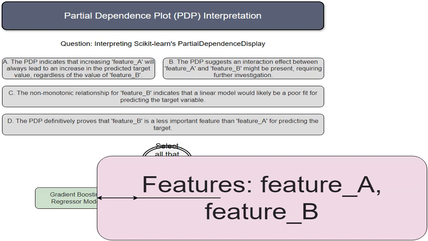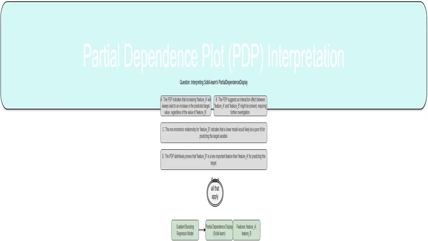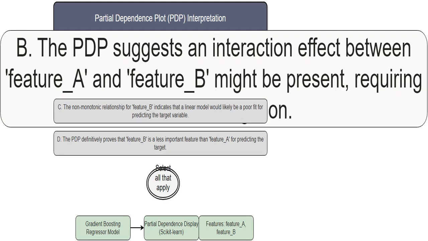These are the two input features whose effect on the target variable I am investigating using the PDP. These features are analyzed to determine how they influence the model predictions. This statement is analyzing whether increasing feature_a always increases the prediction. I will check if this is true from the PDP. This statement explores the idea of interaction effects. I'll examine if the plot suggests the effect of one feature changes depending on the value of the other.